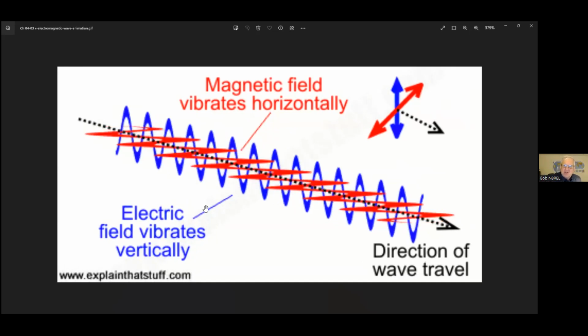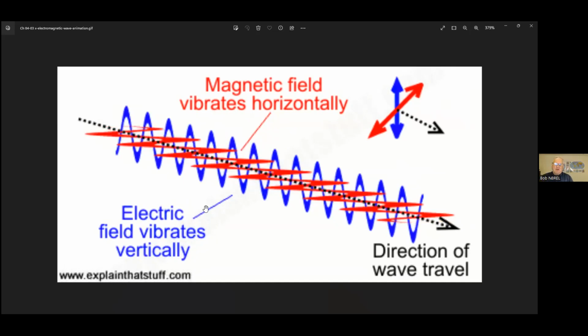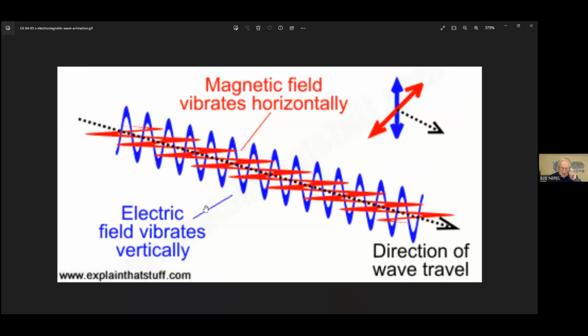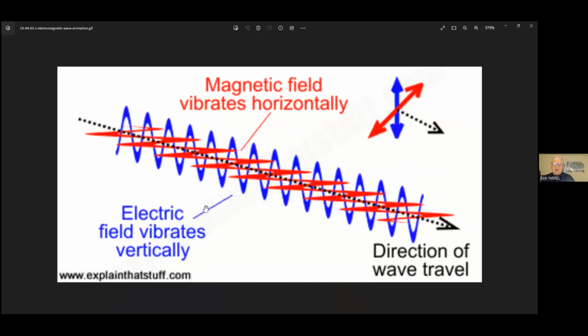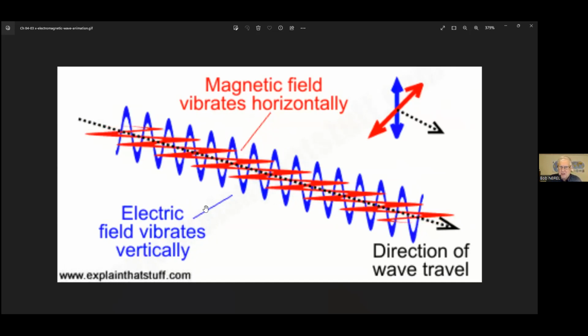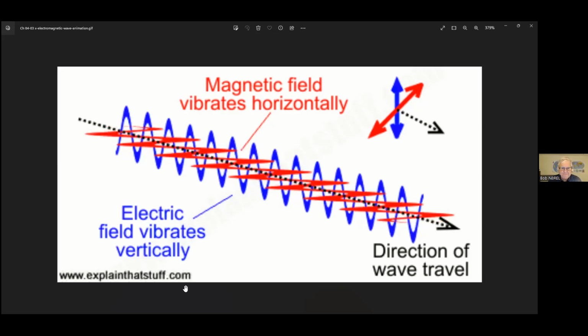Okay, this is the important concept: the magnetic field and the electrical field are at right angles to each other. And when you're thinking about polarization, what you're thinking about is how the electrical field is oriented. Is it parallel to the Earth, or is it perpendicular to the Earth?